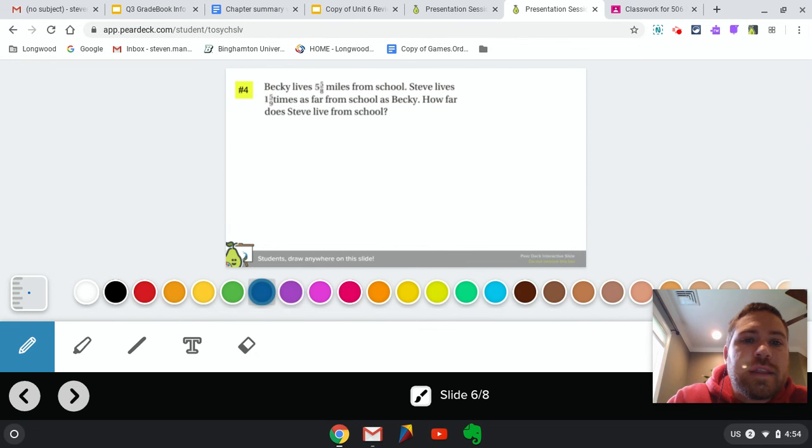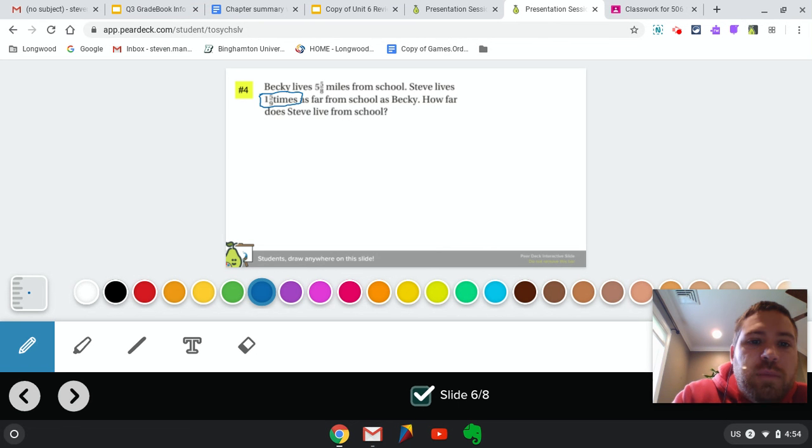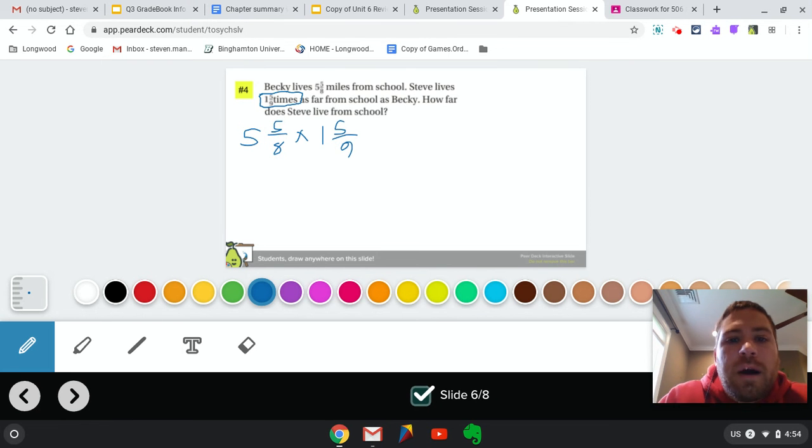They're telling us right in this problem what we're doing, right? 1 and 5/9 times is telling us to multiply that original distance, which was 5 and 5/8, by 1 and 5/9, right? So let's write that in. We have 5 and 5/8. And we are going to be multiplying that by 1 and 5/9. And that's going to tell us how far Steve lives from school.